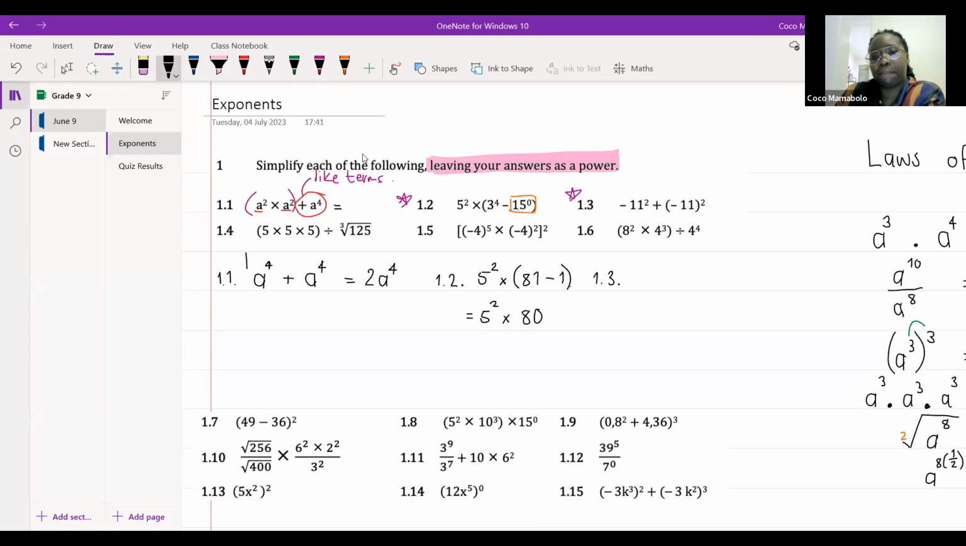For 1.3, I did negative 11 to the power of 2 plus 121, because you're timesing 11 by itself twice, which would make it a positive. Good. We're timesing negative 11 by itself. But remember, they're telling us to leave this in exponent form. So we're not going to make it 121. We're just going to leave it as positive 11 to the power of 2. Excellent.